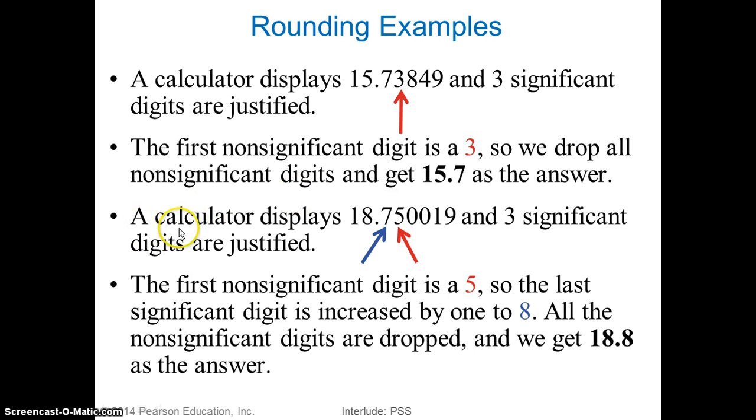And now let's say your calculator displays 18.750019 and we need to round to 3 significant digits. Our three significant digits are 1, 8 and 7. After that we have 5. According to the rule, if the number is 5 or greater than 5, we add 1. So here we have 5, so we add 1, which means 7 is increased to 8. So our answer is 18.8. That's how we can round numbers.